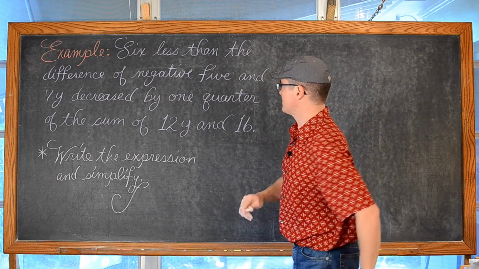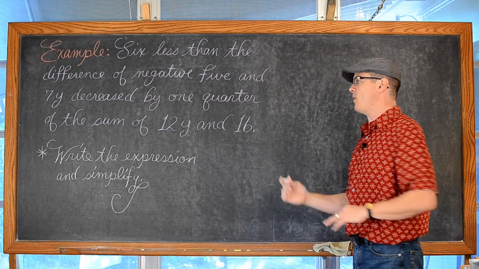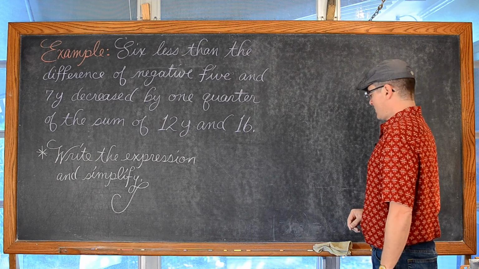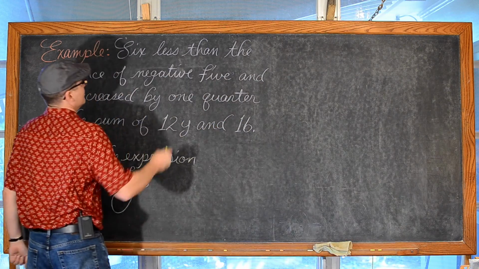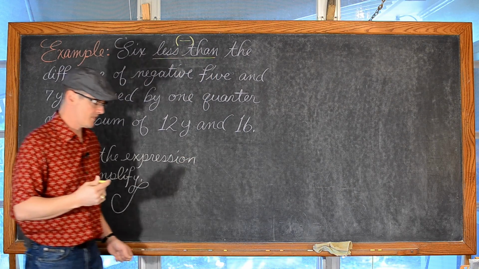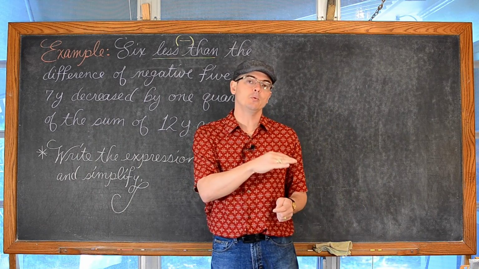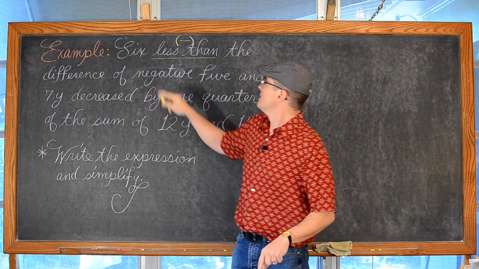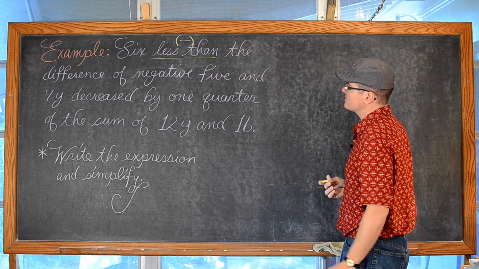6 less than the difference of -5 and 7y decreased by 1/4 of the sum of 12y and 16. Write the expression and simplify. Okay, write the expression. Oh, word problems. Oh, I'm so scared. Okay. Less than means to subtract, and if I have, let's say, $5 and someone has 2 less than me, then that person has 5 minus 2, not 2 minus 5. So when you see less than or more than, make sure that you turn the rest of that problem around.